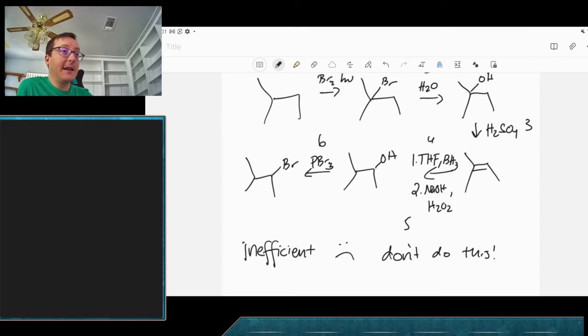So this is 6 steps. That's twice as many steps. So not only is it more work, we're also producing more hazardous waste. We're also losing more of our product.